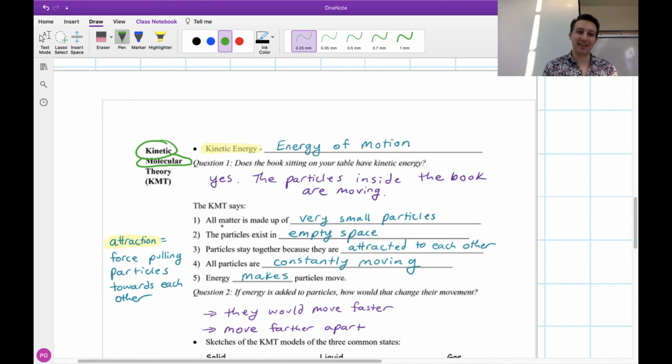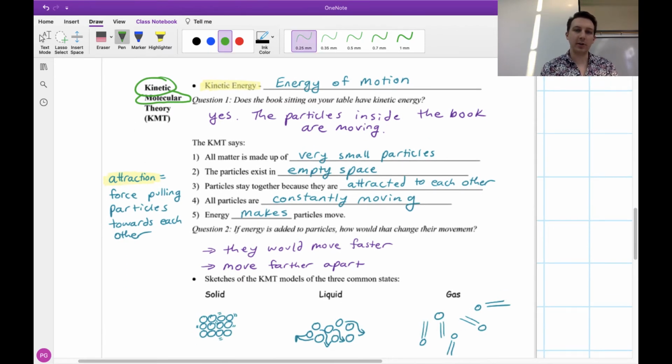Kinetic molecular theory says that all matter is made up of very small particles, so atoms, molecules. These particles exist in empty space, and they stay together because they're attracted to each other. So we have this empty space here, and these particles, they stick together because there's some sort of attraction, so a force pulling them towards each other. They're constantly moving, and the energy that they have makes the particles move. So it's their kinetic energy. That's why they move.